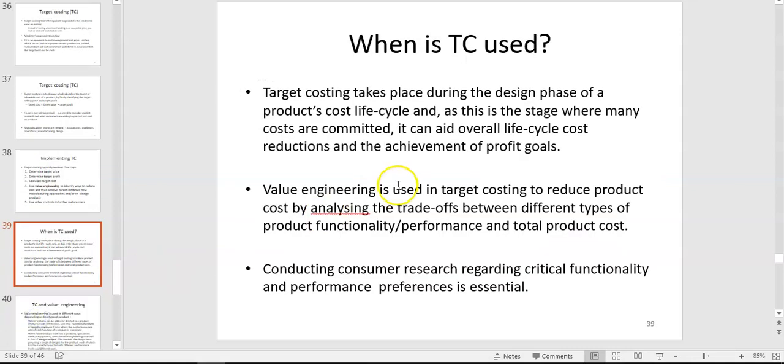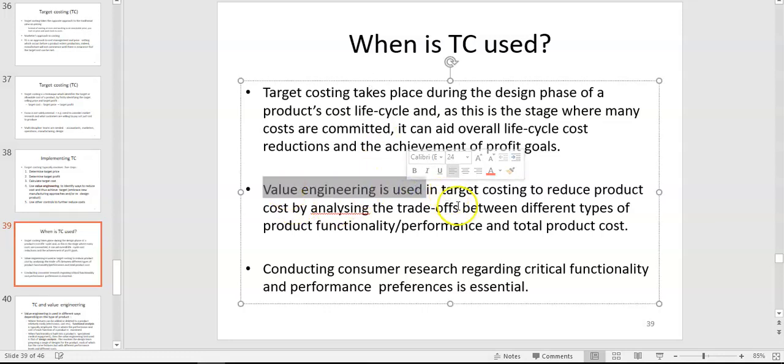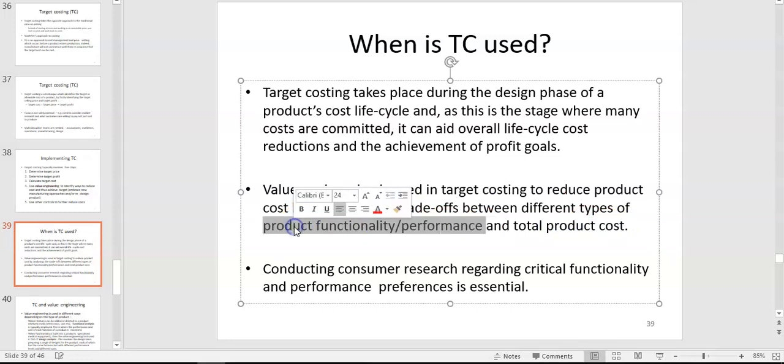Right? So when is it used? It usually takes place during the design phase because you want to have this information up front. So it does fit into the overall life cycle costing, right? And value engineering is a key part of that, where you're using that trade-off between the different functionality and the total cost. And that's where different engineers will come in, talking about the cost of putting in or taking out that function, and the product design team, and also the management accountant in terms of costing that and figuring out what impact that will have on the overall cost of the product.